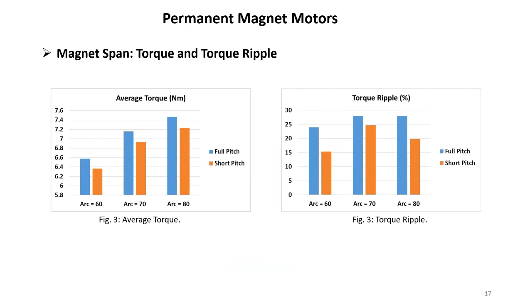So what happens in terms of the torque? As I mentioned, it's going to reduce the torque. Average torque will be reduced because we reduce the back EMF fundamental harmonic by using the short pitch. But at the same time, it's going to reduce the torque ripple. You can see in these two pictures clearly, for the different magnet spans, using the short pitch winding is reducing the harmonics. So it's very clear. You can see clearly what is going on here.